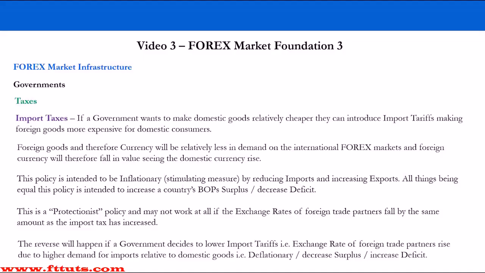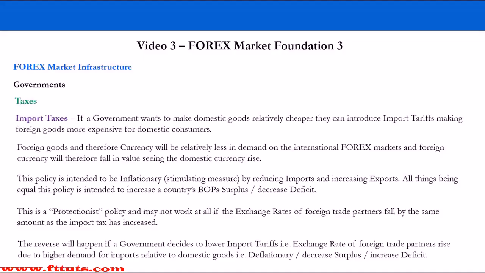One way is to introduce import taxes or tariffs. And this policy by a government is intended to be an inflationary measure. So it's intended to make the prices of domestic goods increase and create inflation in the domestic economy. So if a government wants to do this, they can make domestic goods relatively cheaper to the rest of the world by introducing import tariffs on foreign goods, making them more expensive for domestic consumers.